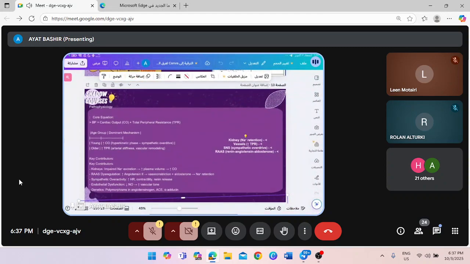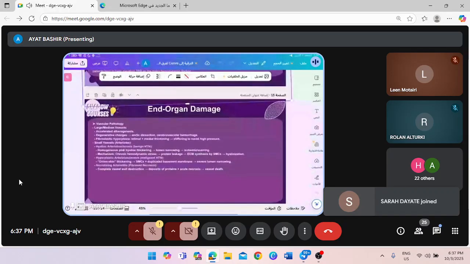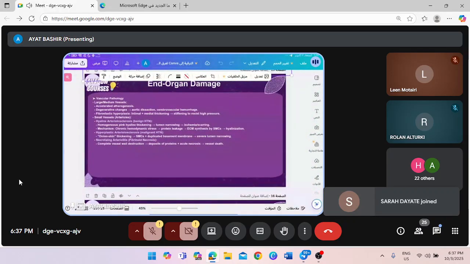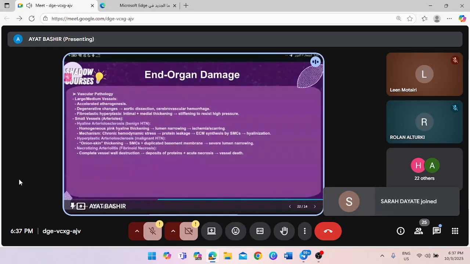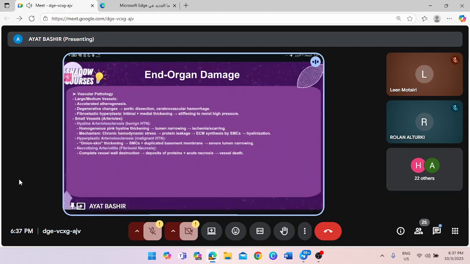Okay. تقريبا الكلام اللي هنا نفس اللي تحت. نروح للسلايد اللي بعدها. بعدين نروح هنا للـ end organ damage. What will happen for the organ when we have high blood pressure? I think you have a lecture about this from Dr. Wael, so you can study from it, but I will make a quick summary for that.